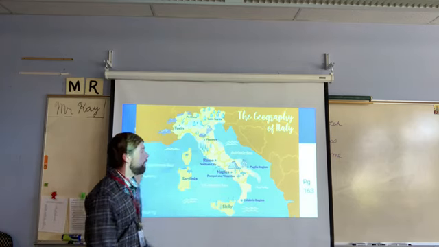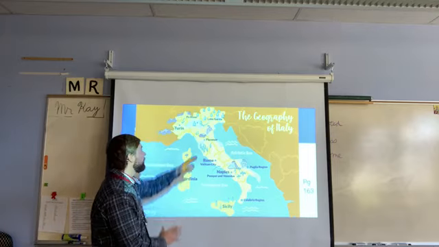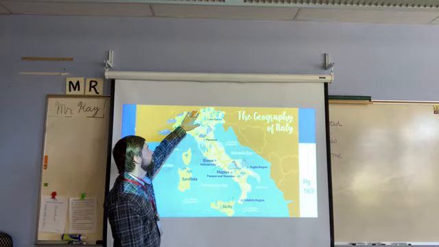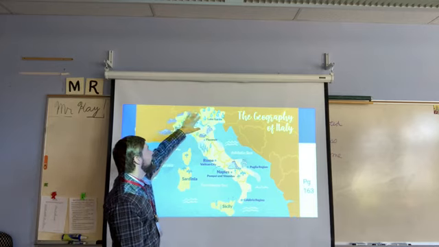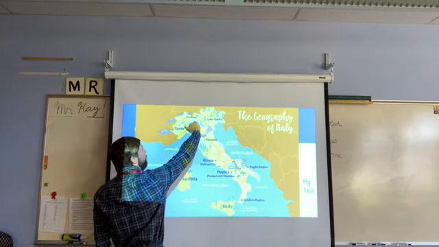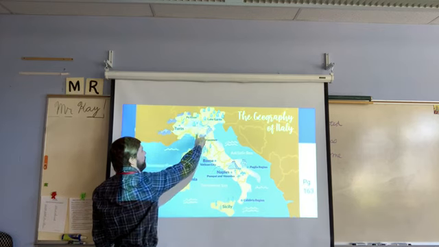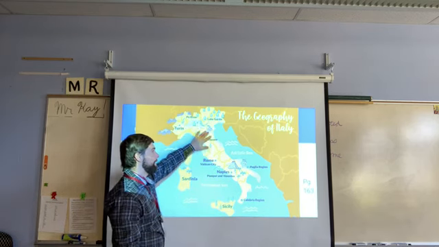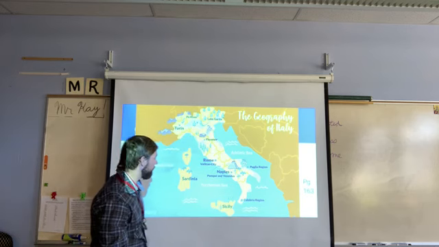Okay. Also, in the northern part of Italy, you're going to have the Alp Mountains, the Alps, which are going to be located in the northern part of Greece, along with the Po River, which flows through the northern part of Italy. Okay?